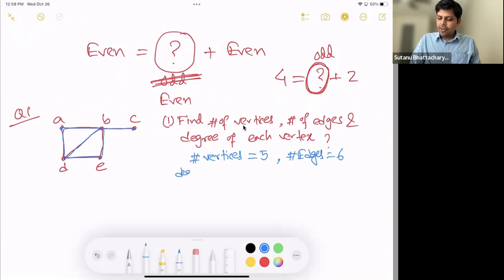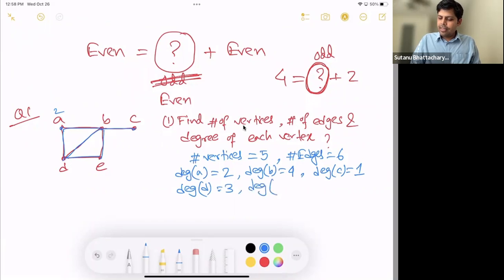And degree. So degree of A equals 2. Degree of B equals 1, 2, 3, 4. Degree of C equals 1. Degree of D equals 1, 2, 3. And degree of E equals 2. Even you can see, based on the previous proof, there are only 2 vertices with odd degree, an even number of them. So this is also applicable for this example.